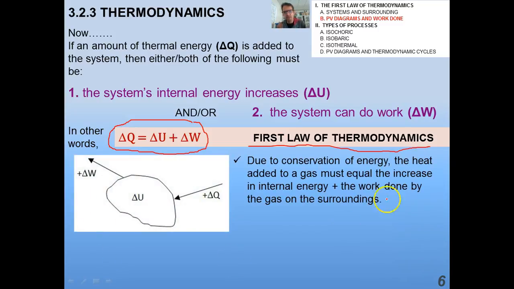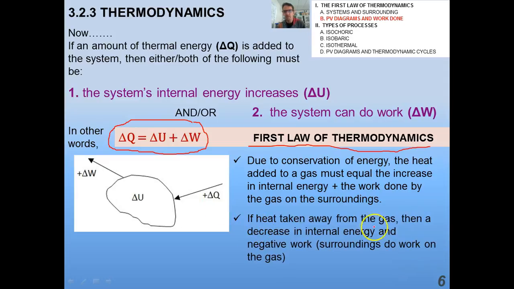So due to the conservation of energy, the heat added to a gas must equal the increase in internal energy plus the work done by the gas on the surroundings. It may be that the work done by the gas on the surroundings is zero, in which case all of the thermal energy is manifested as an increase in internal energy and so forth. If heat is taken away from the gas, then there's a decrease in internal energy and negative work. And negative work refers to the surroundings doing work on the gas. So if the gas is doing the work, it's positive. If there's work being done on it, it's negative, okay?